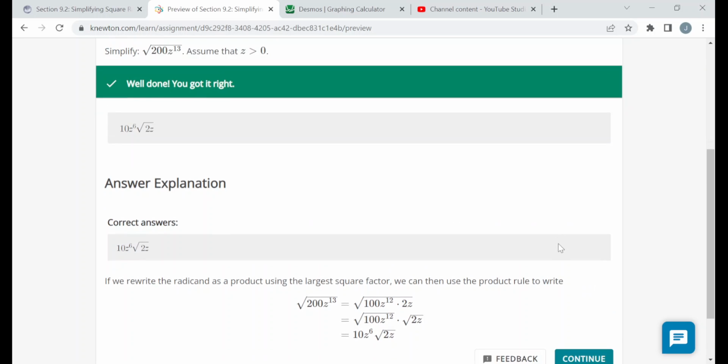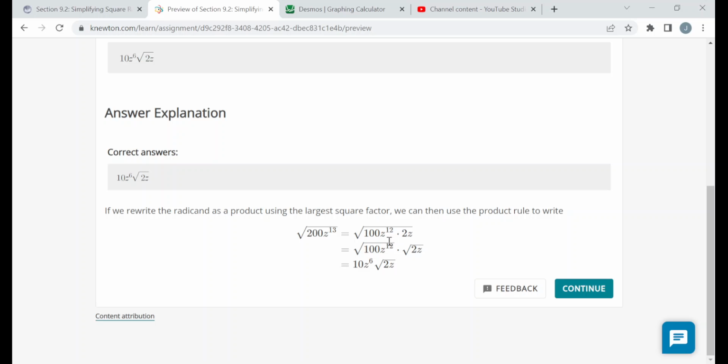Wonderful. Again, you see how they broke it up to 100z to the 12th times 2z. That's a perfect square times something that's not a perfect square. That's exactly what I'm going to be doing this entire time. All right, we're asked to simplify a square root.